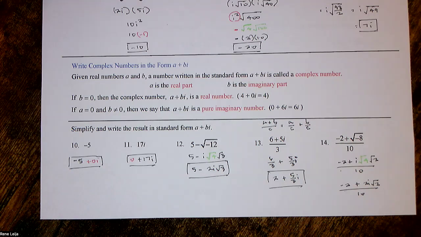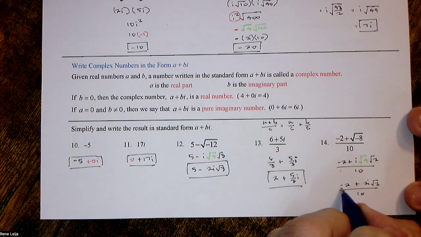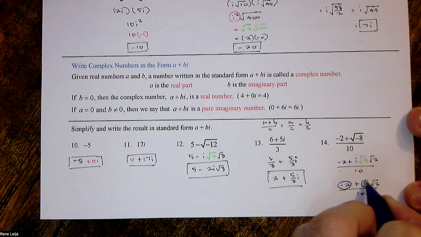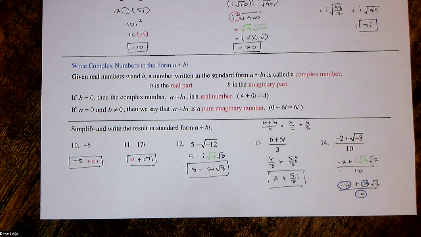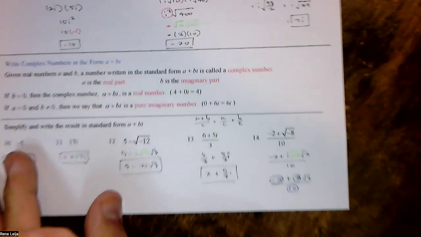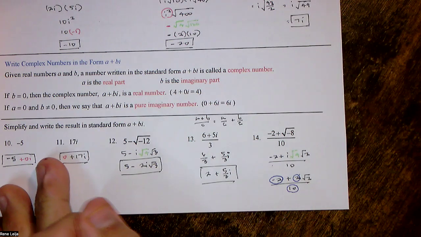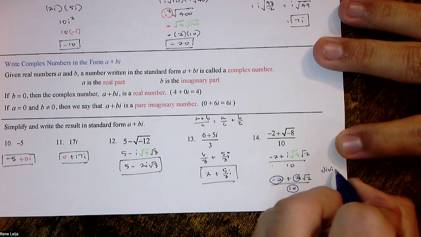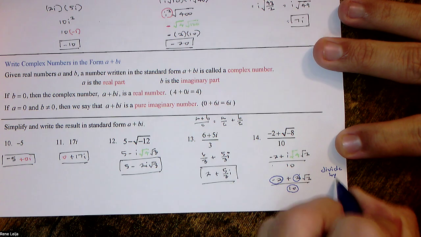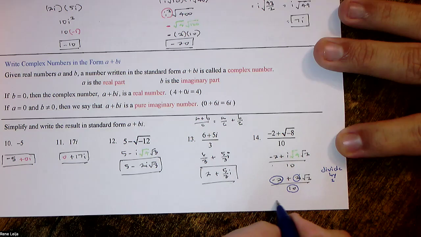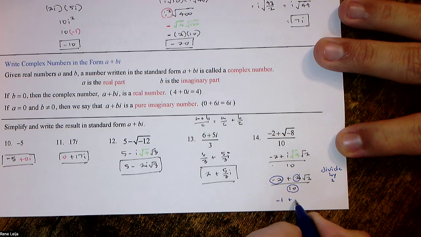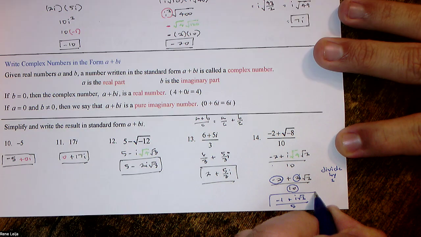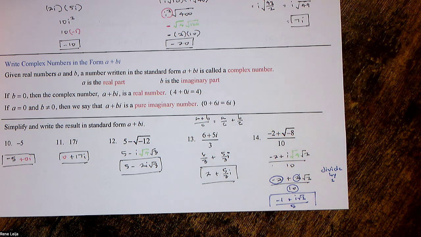Now, there's a trick here, because I can reduce this. What I want to look for is whether these three numbers can be reduced, and then we divide by what they can be reduced by. So they can be divided by 2. That means my answer is going to be -1 plus i root 2, all over 5. Okay, and that's my answer.